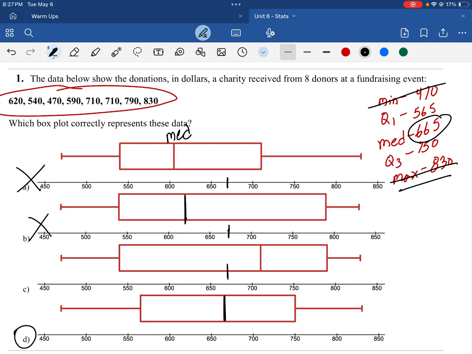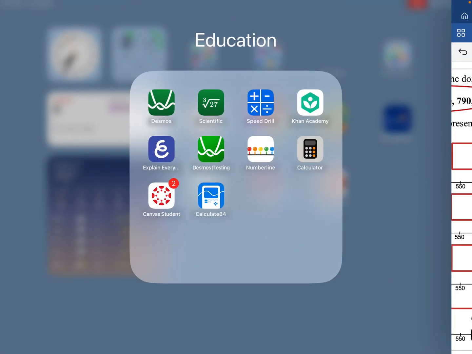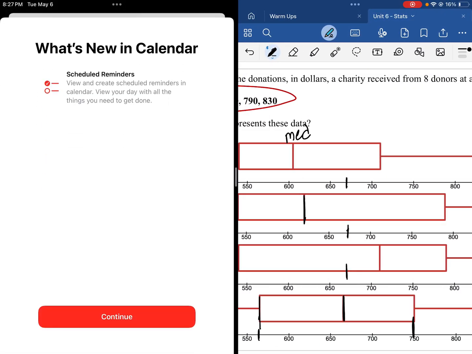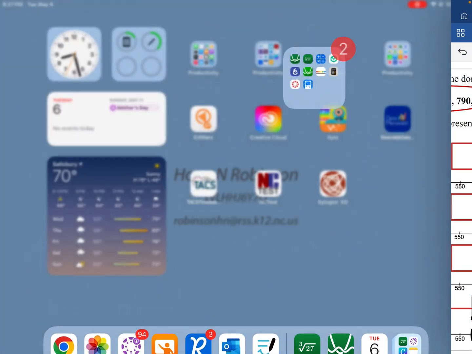Our Q1 was also 565, so a little bit above 550, so kind of right there. It looks like that matches up. And then our Q3 was 750, and that perfectly matches up right there. So D is going to be our final answer here. So let's go ahead and look at number 2.